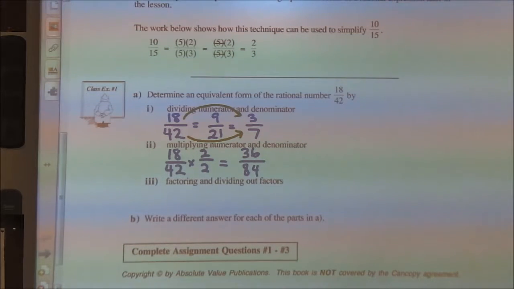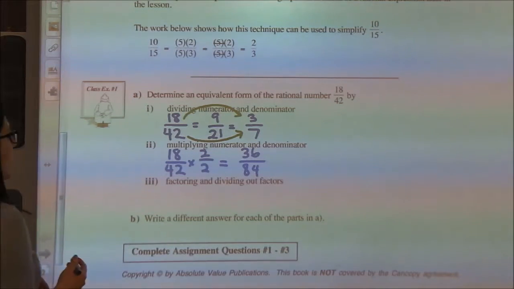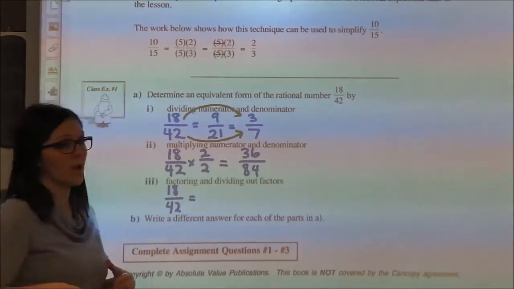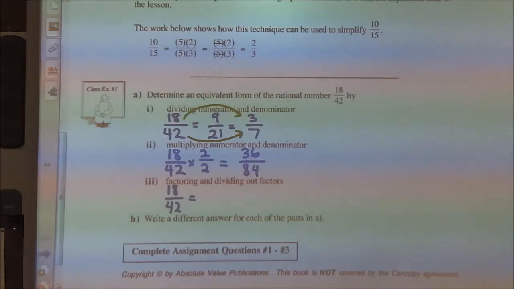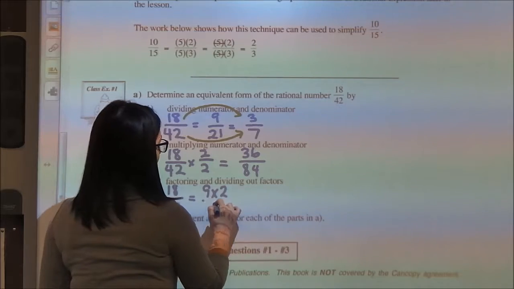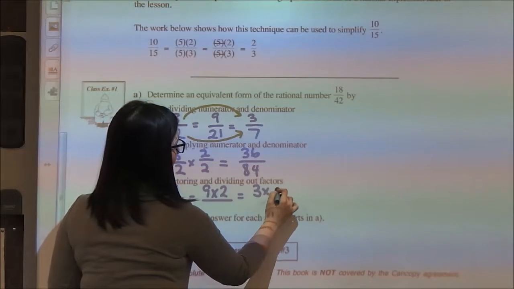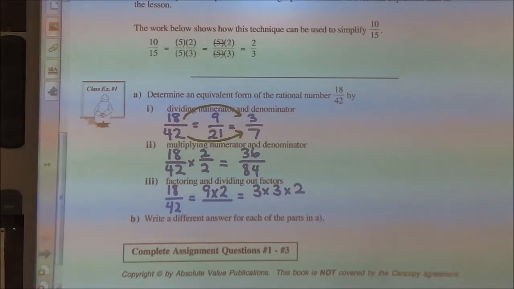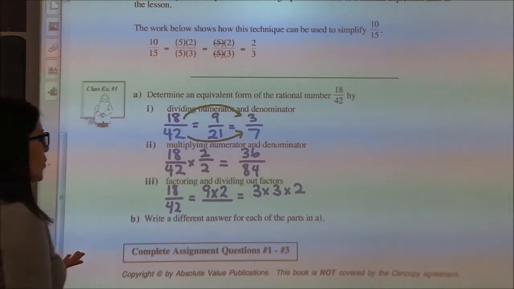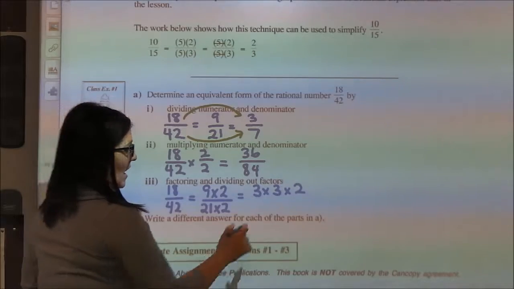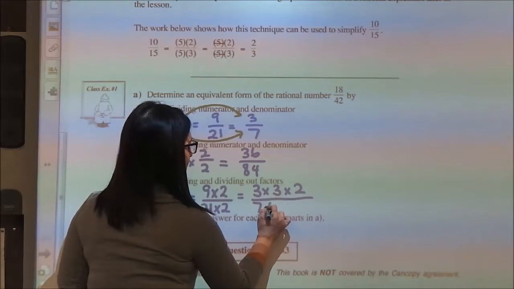And then the third method, factoring out and dividing factors. So I could take my 18 and I could write 18 out as 9 times 2, which I could then write out as 3 times 3 times 2. Well, why would I want to do that? Well, because when I look at 42, I think 21 times 2. And then when I see 21, I look at 7 times 3.